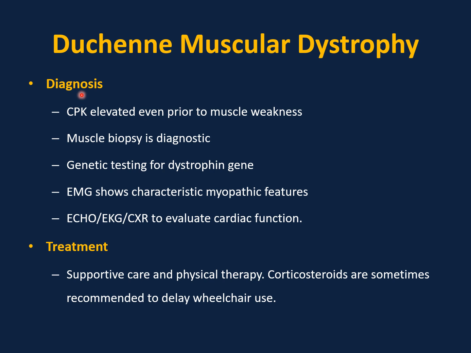Diagnosis of Duchenne muscular dystrophy is elevation of the CPK. CPK elevation is suggestive, but the elevation here is not just 100 above the normal or 200. Usually they will be in thousands, 12,000, 20,000, a very high level. Muscle biopsy is diagnostic. Genetic testing for dystrophin gene. EMG will show characteristic myopathic features of the muscle. Echo, EKG, chest X-ray, very important for cardiac function. The treatment is supportive. There is no cure, and physical therapy. Corticosteroids are sometimes recommended to delay wheelchair use.